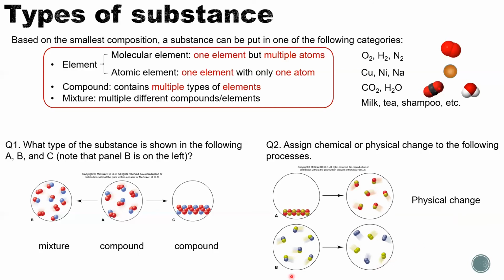For B, we have a substance made up of a blue ball and a yellow ball. After the process, we no longer have this substance. We have 2 new groups. One is made of 2 blue balls, one made of 2 yellow balls. So before we have a compound, and after we have 2 different molecular elements, we create new substances. So it's a chemical change.